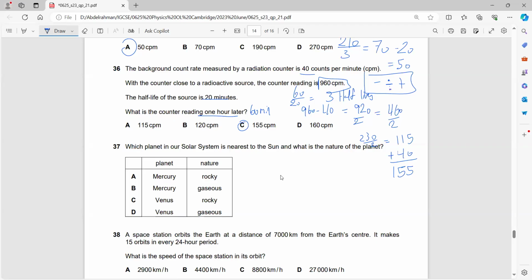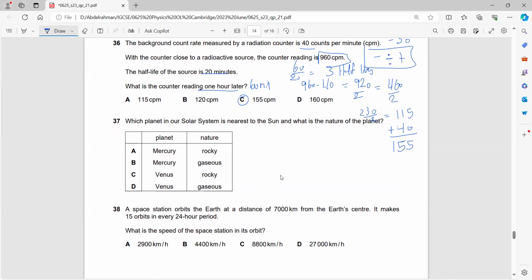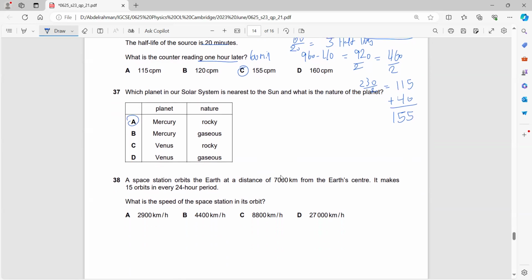Which planet in our solar system? This is a really interesting question. Which planet is the nearest to the sun? My very excellent Mercury. What is the nature? Rocky. Okay, Mercury is the nearest, and the nature of it is rocky.